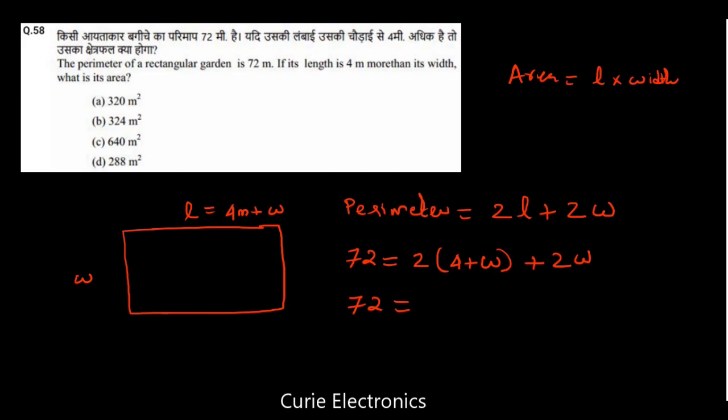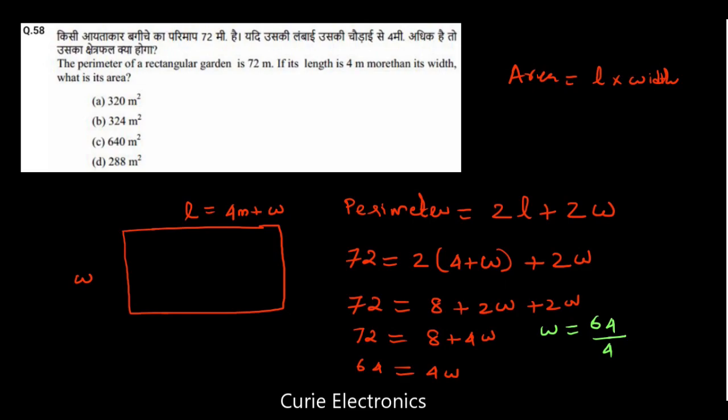So just we will open it up: 8 plus 2W plus 2W. So 72 equals 8 plus 4W. That gives 64 equals 4W. Now we have to find the width. Once we find the width, we can find the area. Right. So width equals 64 upon 4. It is 16. So we got the width.